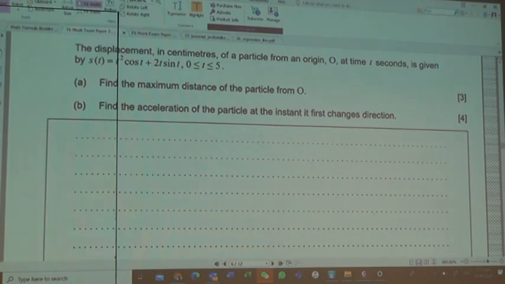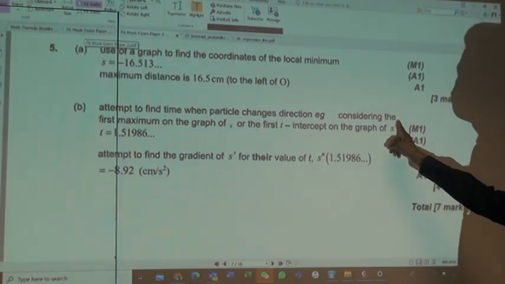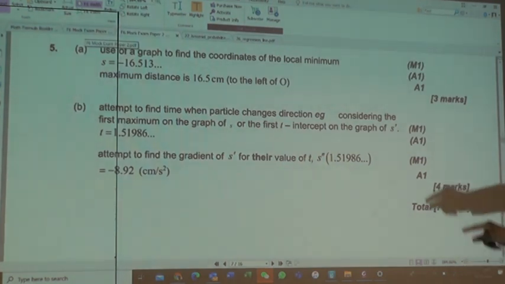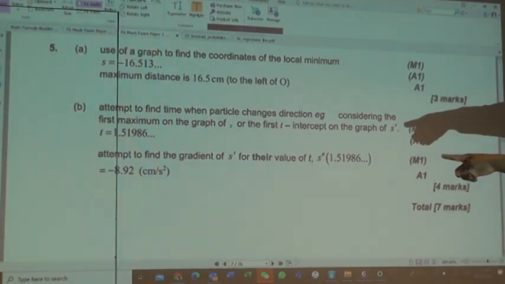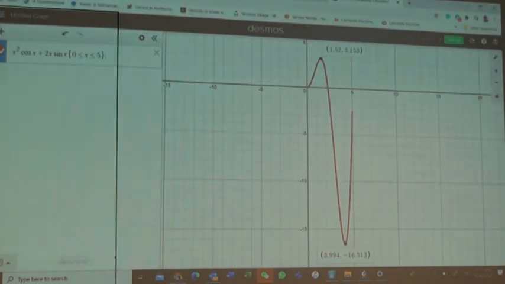So we differentiate. Okay, find your t first, then find your second derivative and substitute. Okay? Now, how do we know where it first changes the direction? Look at this graph. Anyone?